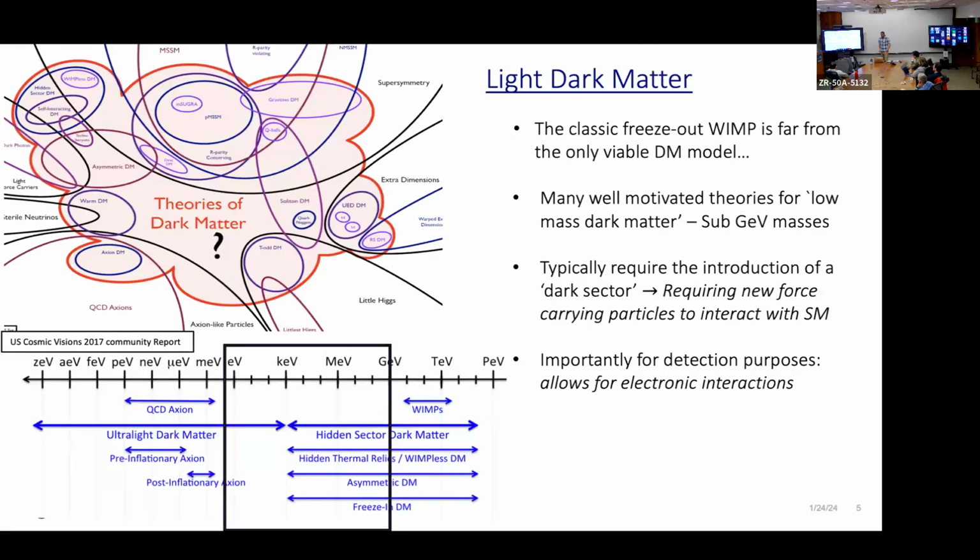So the community has now kind of widened its search quite a bit, and there's many other theories that could explain dark matter. I won't get into any of them really, but the general thing that we're searching for lately is what's called low mass dark matter or light dark matter. And it is masses below a GeV. So kind of in this electron volt all the way up to GeV range could be called light dark matter.